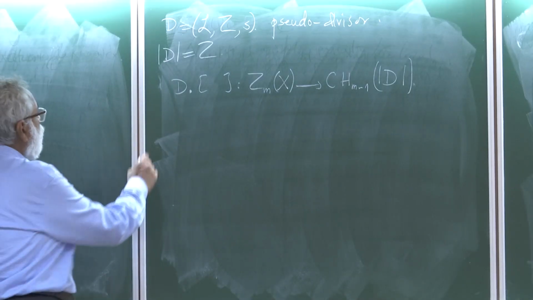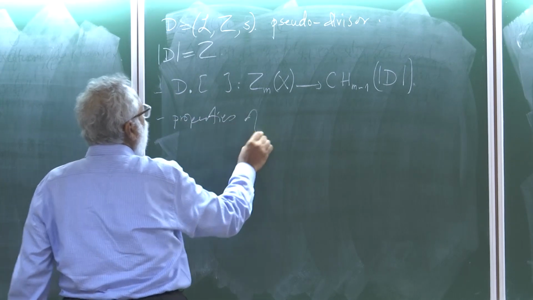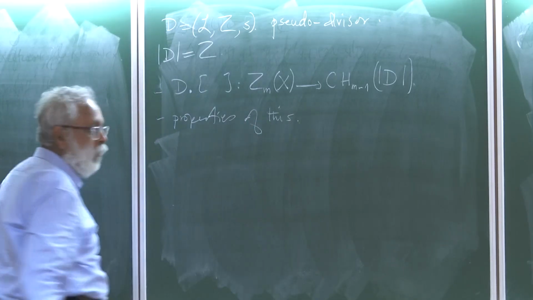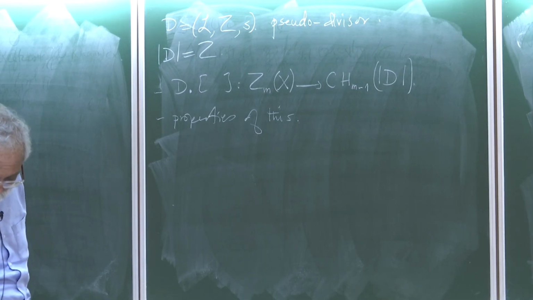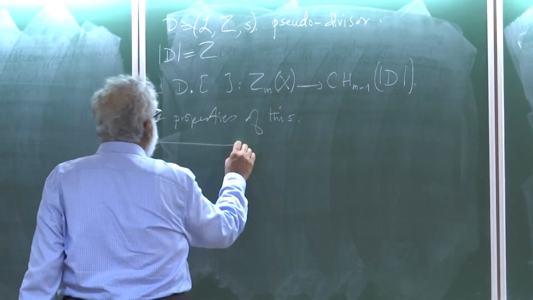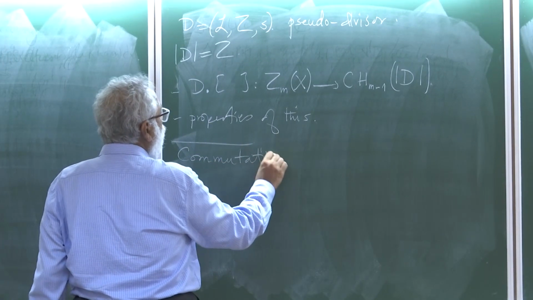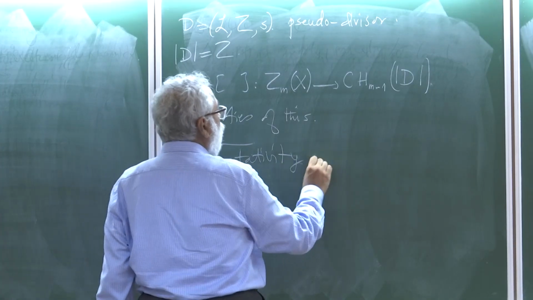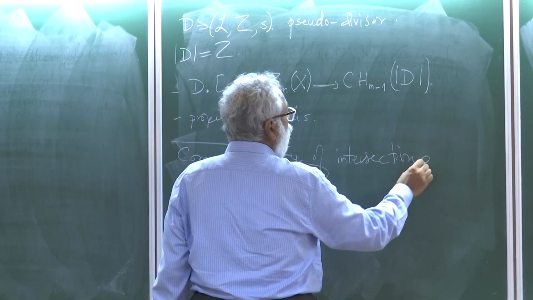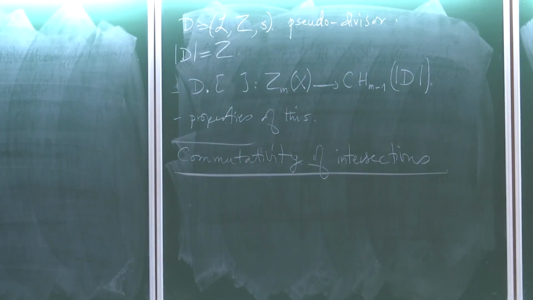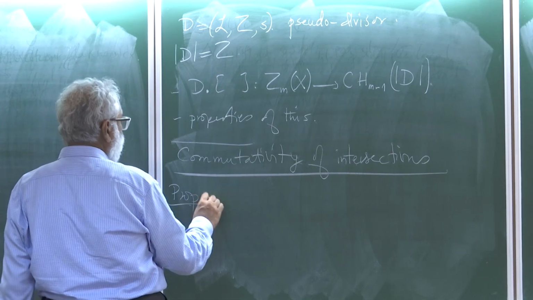And we reviewed various properties of this operation. That's what we did last time. So let's carry on with that for some more time. One of the key things is something called commutativity of intersections. This is a very important property. There are various ways of formulating it, but let me write something which works for me.